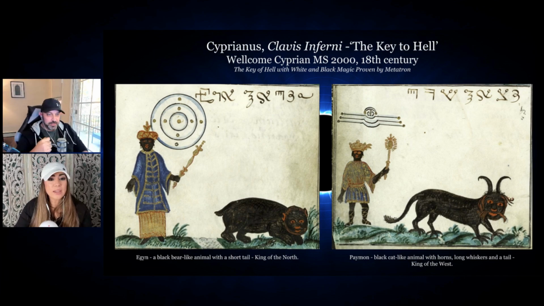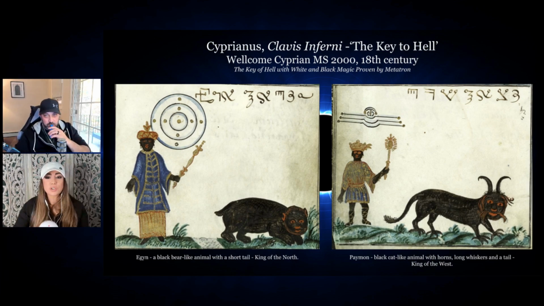Okay, so Egin is a black bear-like animal with a short tail. This is the king of the north. And then you have Paimon, which is a black cat-like animal with horns, long whiskers, and a tail, and is the king of the west.